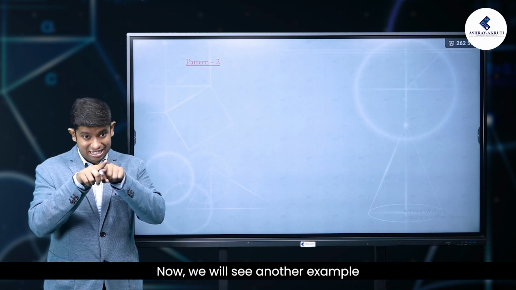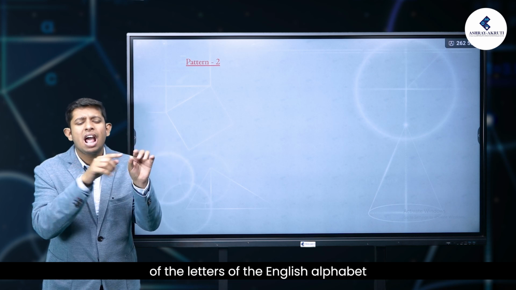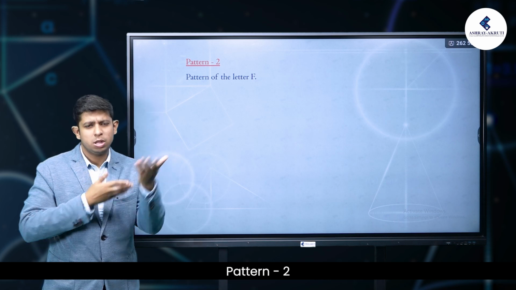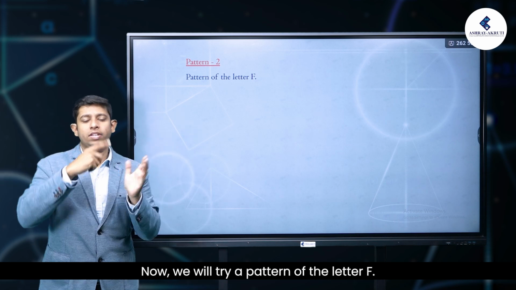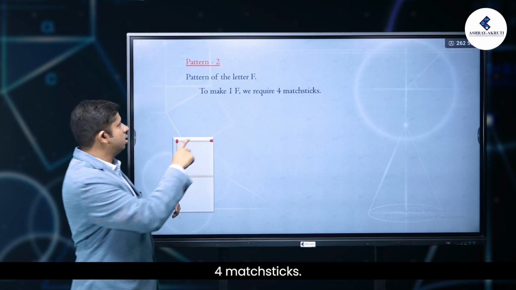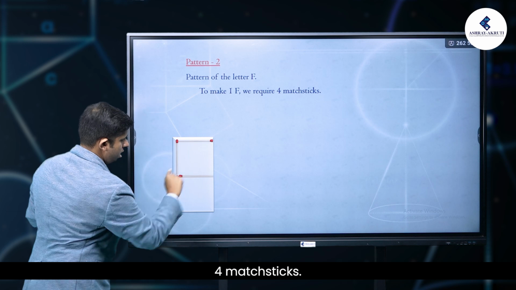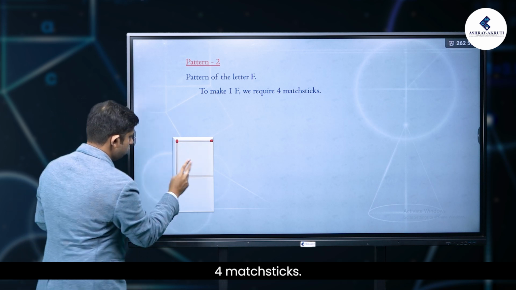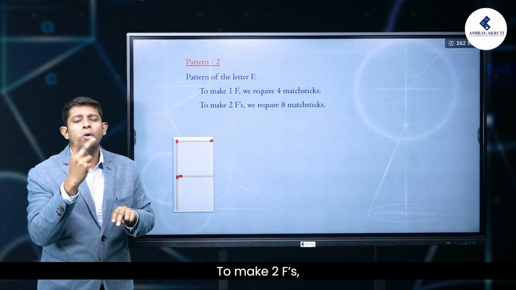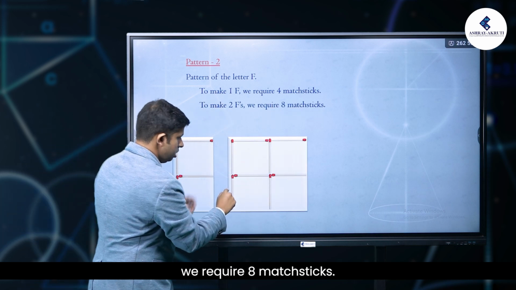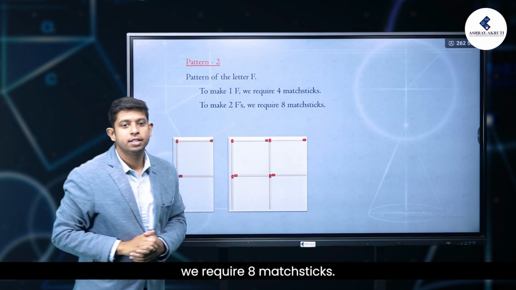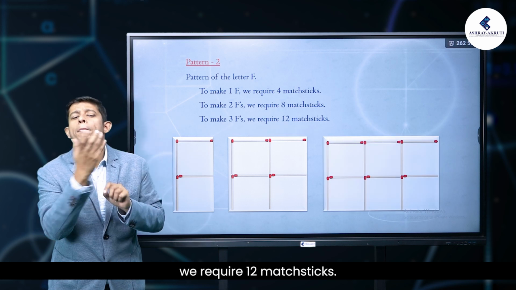Now we will see another example of simple matchstick pattern of the letters of English alphabet to learn more about variables. Pattern 2. Now we will try a pattern of the letter F. To make one F, we require 4 matchsticks. To make 2 Fs, we require 8 matchsticks. To make 3 Fs, we require 12 matchsticks.